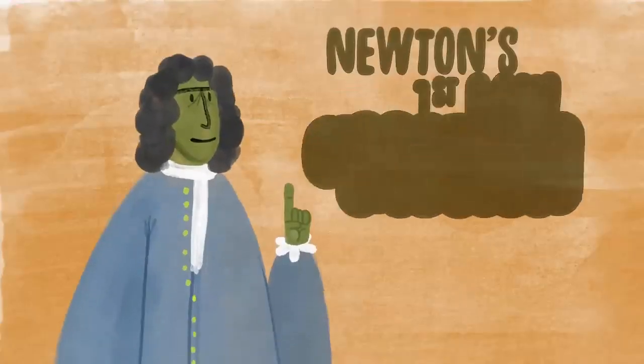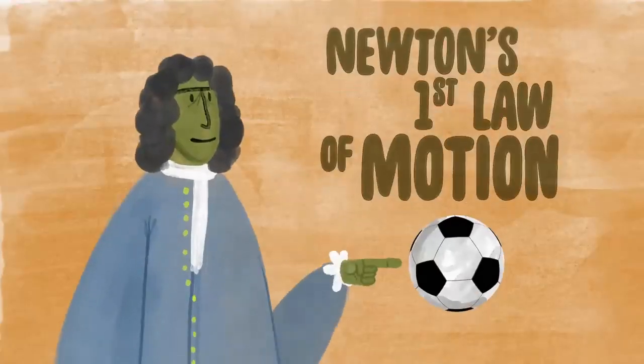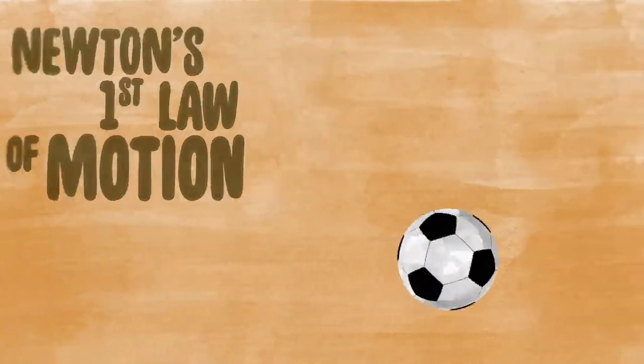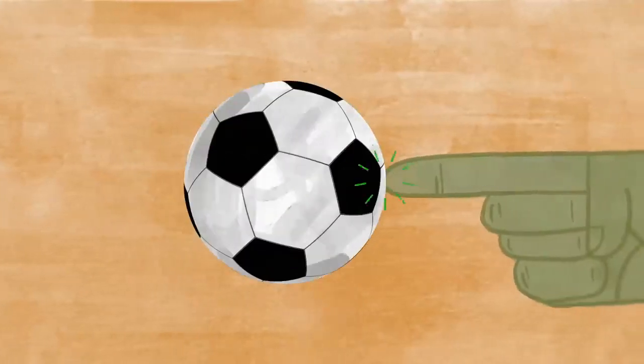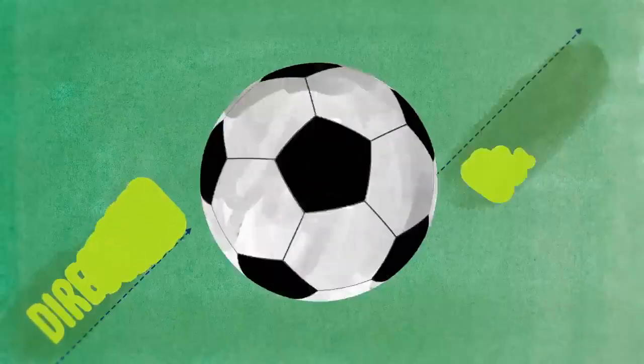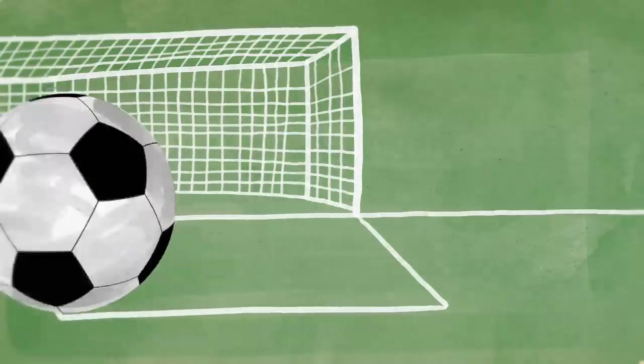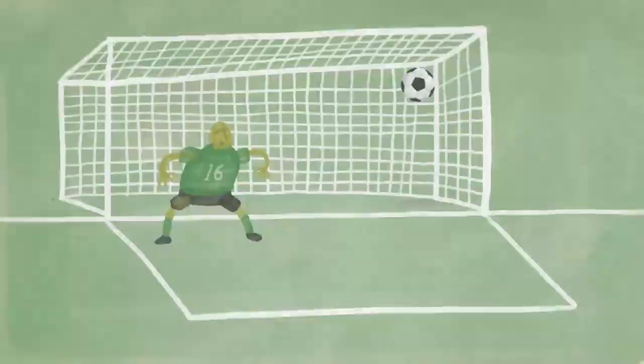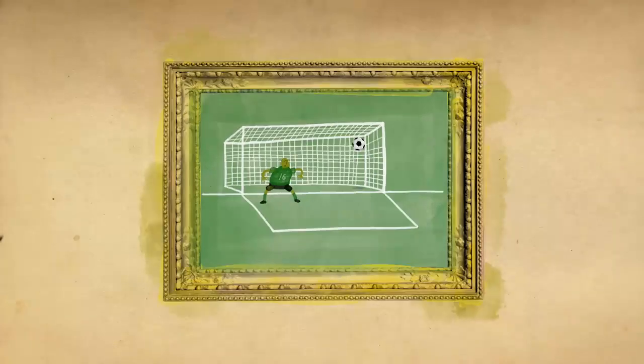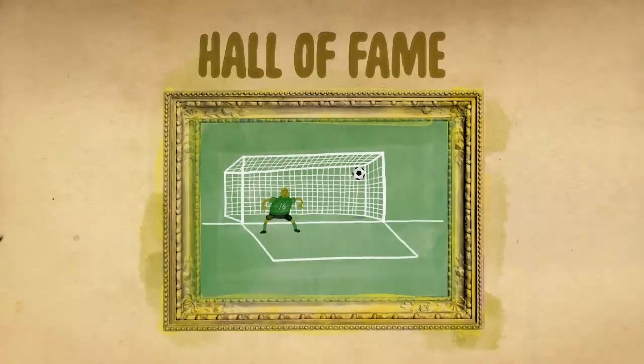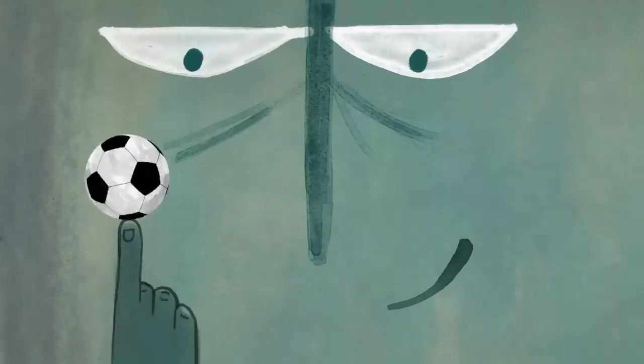According to Newton's first law of motion, an object will move in the same direction and velocity until a force is applied on it. When Carlos kicked the ball, he gave it direction and velocity, but what force made the ball swerve and score one of the most magnificent goals in the history of the sport? The trick was in the spin.